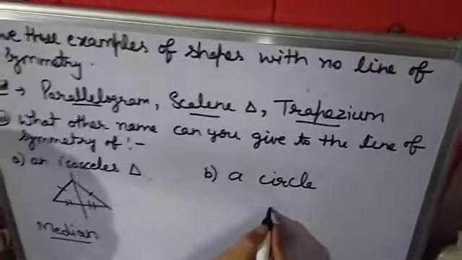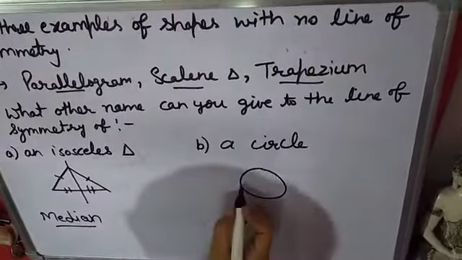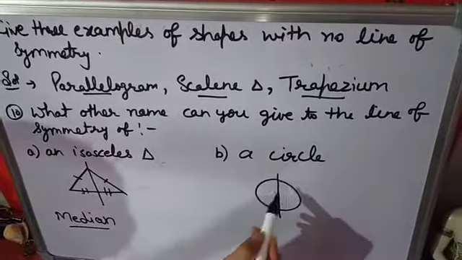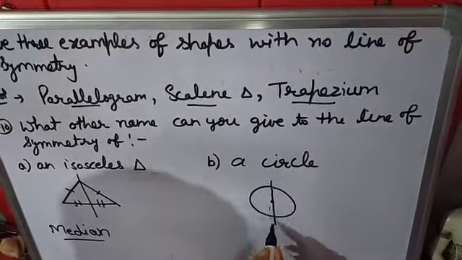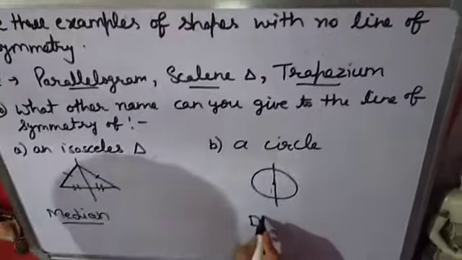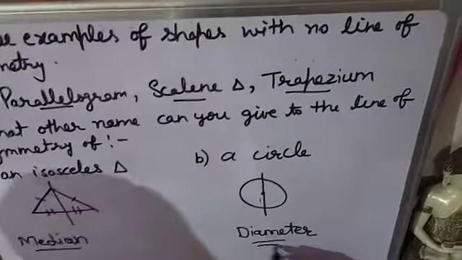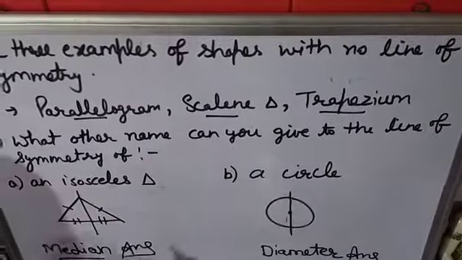And in a circle, if there is a circle and you have to draw symmetry line like this. So now what is the another name of this symmetry line? Because it is passing from the center, so it is called diameter also. Okay, in circle this is called diameter and in this isosceles triangle it is called median.